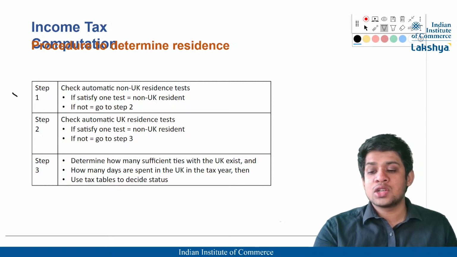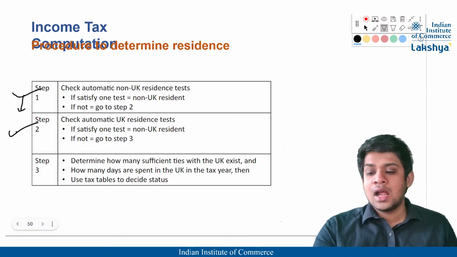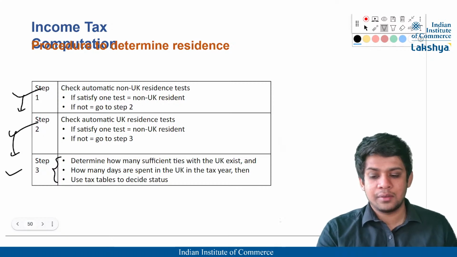Okay. So always you shall start with step 1, wherein we have to see whether the person is an automatic non-UK resident or not. Then if in case he is not an automatic non-UK resident, then in such a case we jump to step 2 to identify if he is an automatic UK resident. And lastly, if none of the automatic tests are met, then we'll go to step 3, wherein there are a couple of other ties that we are supposed to look at.